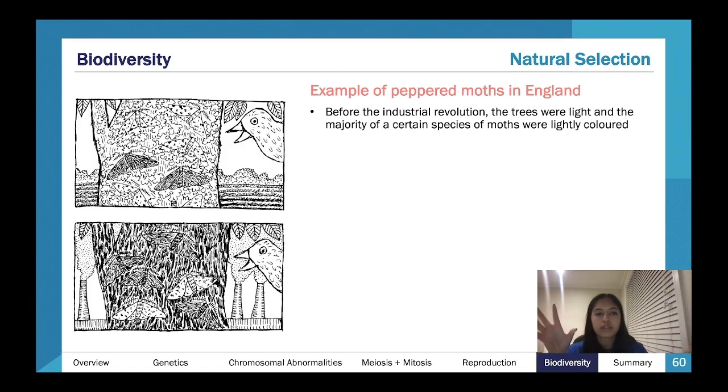So just be aware of that. So going on with this example of peppered moths. Before the Industrial Revolution, you have this picture here, and this is kind of post-Industrial Revolution. So the bark of the tree is white. So you can see the moths here.